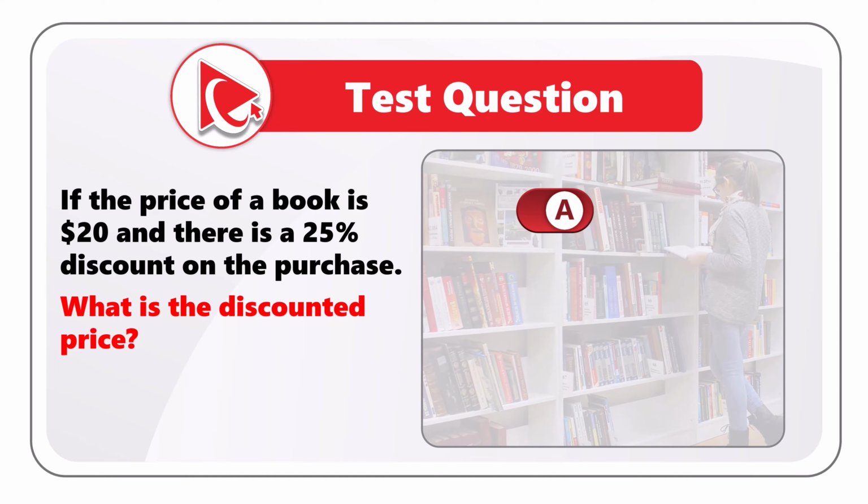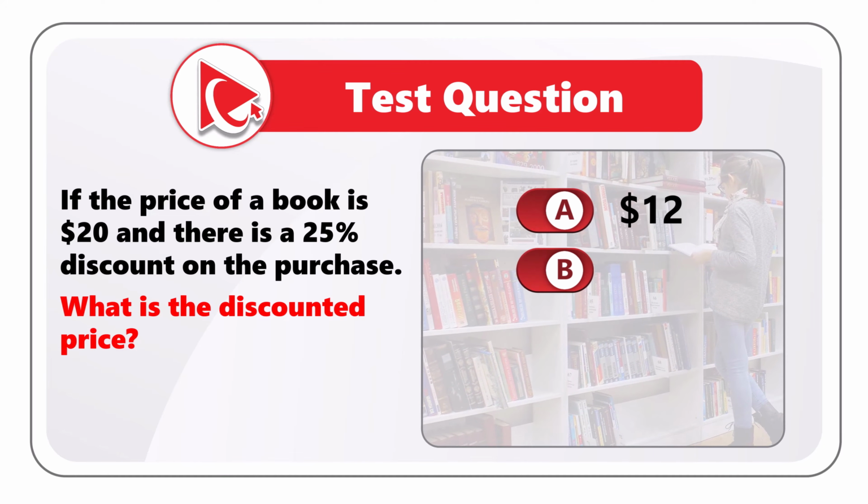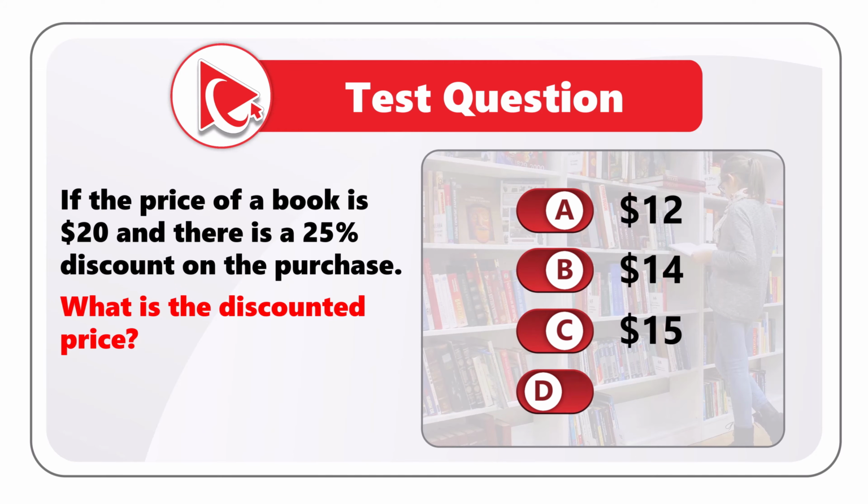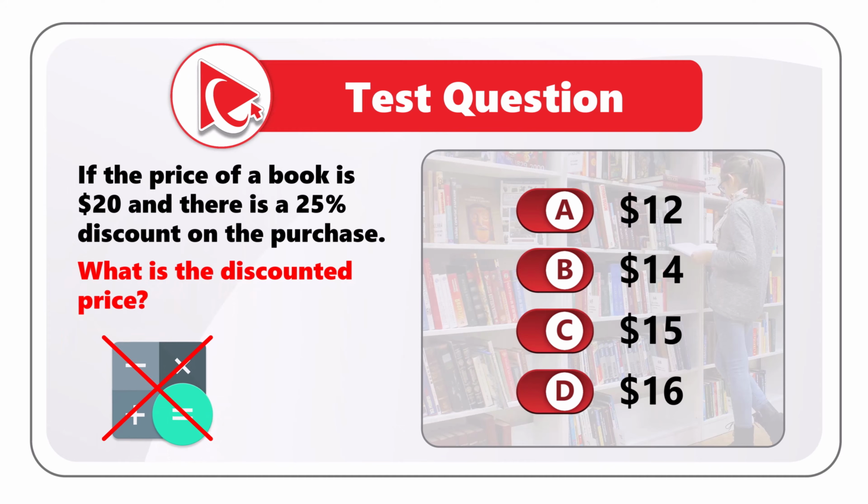Choice A, $12. Choice B, $14. Choice C, $15. And last but not least, choice D, $16. Take a close look to see if you can come up with the right answer. No calculator, please. Make sure you do all the calculations inside your head.